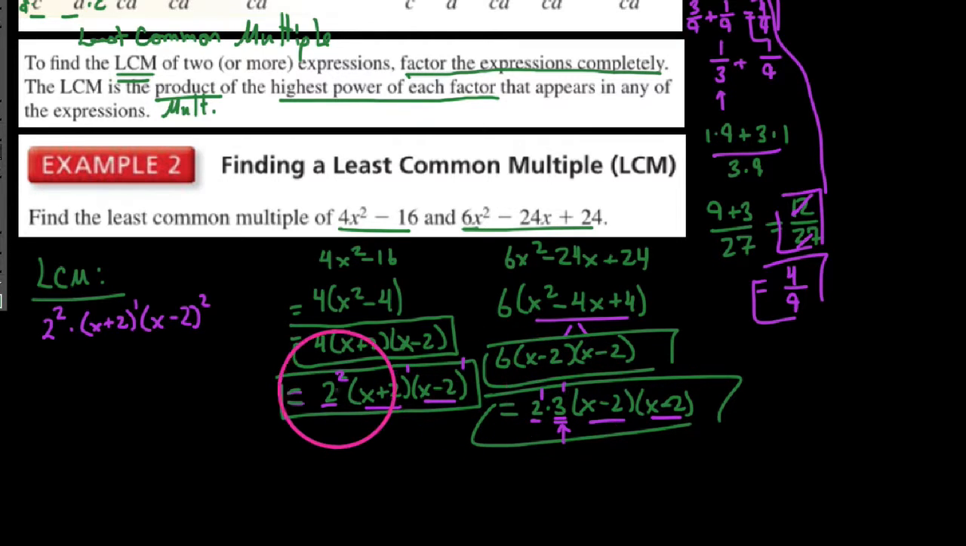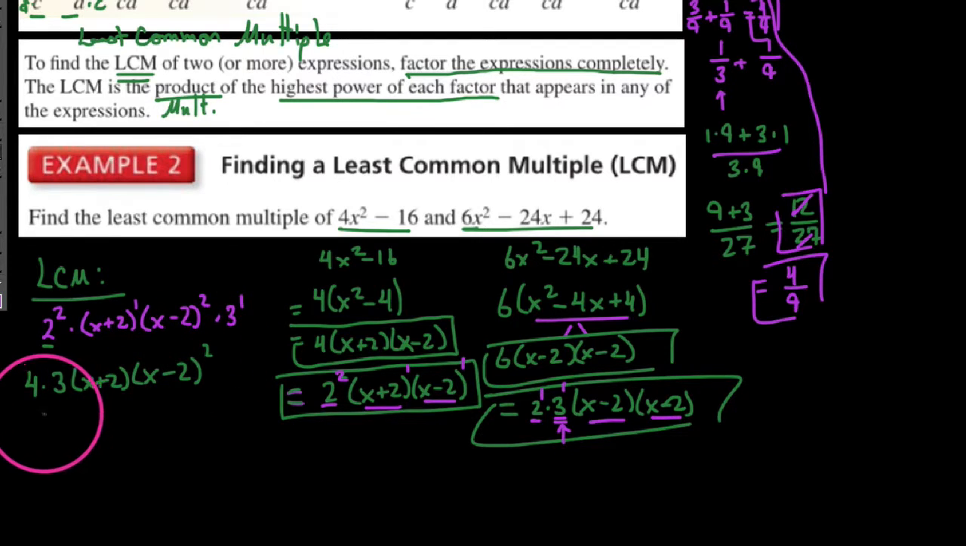So 3 to the first and 3 to the 0 here, looks like between those, 3 to the first makes the list. So to clean this up a little bit here, we'd say 2 squared, which is 4, times 3. We get 4 times 3 times x plus 2 to the first, x minus 2 to the second. Or in other words, we could say 12 times x plus 2, times x minus 2 to the second.